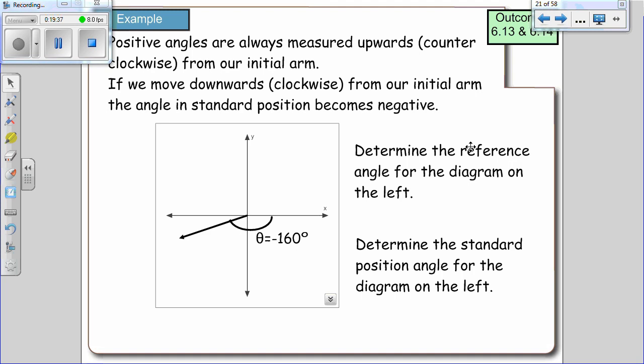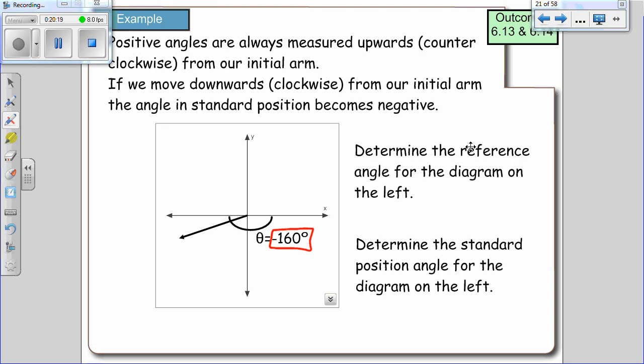Here's an example of a standard position angle that's at negative 160 degrees. It went the wrong way off the positive x-axis. Standard position typically goes that direction. So if you're going clockwise this way, then you're going negative angles. Simple concept. So this terminal arm actually has two different standard position angles. It has negative 160, but it also has another angle that can go from here to here.